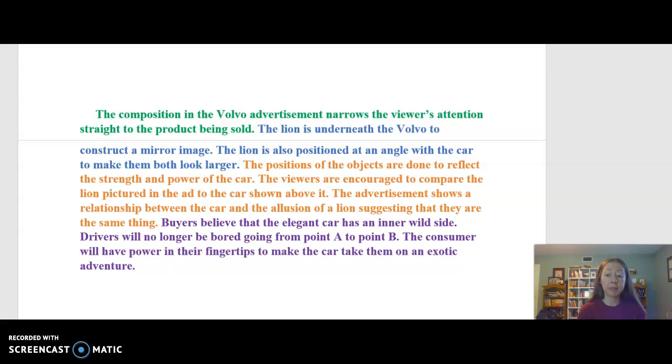All right, step 1, topic sentence. Identify the criteria, state its importance.